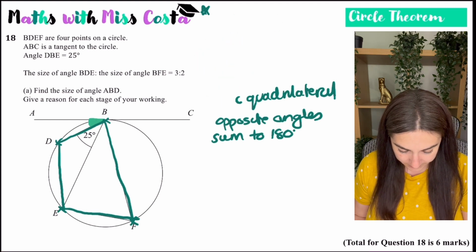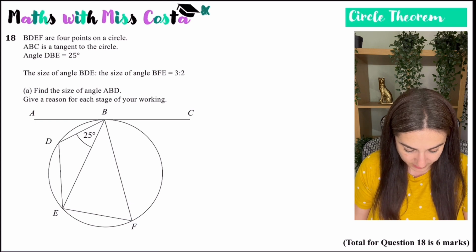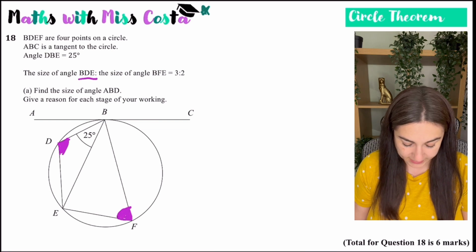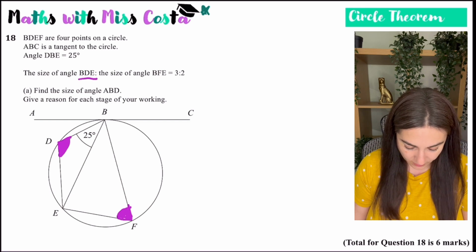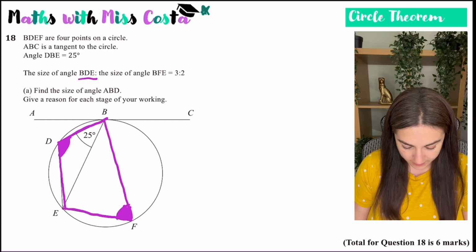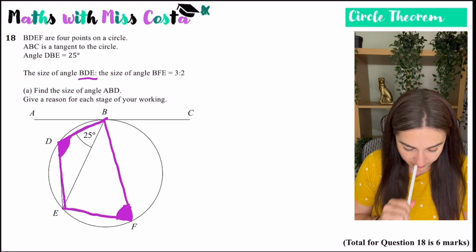So angle DBE is 25 degrees, great. The ratio of angle BDE, this angle here, to BFE, this angle here. What is good about this is that if I think about it as a quadrilateral, remember that you can think about the whole thing as a quadrilateral, I know that these two angles must sum to make 180. So let's try that again.